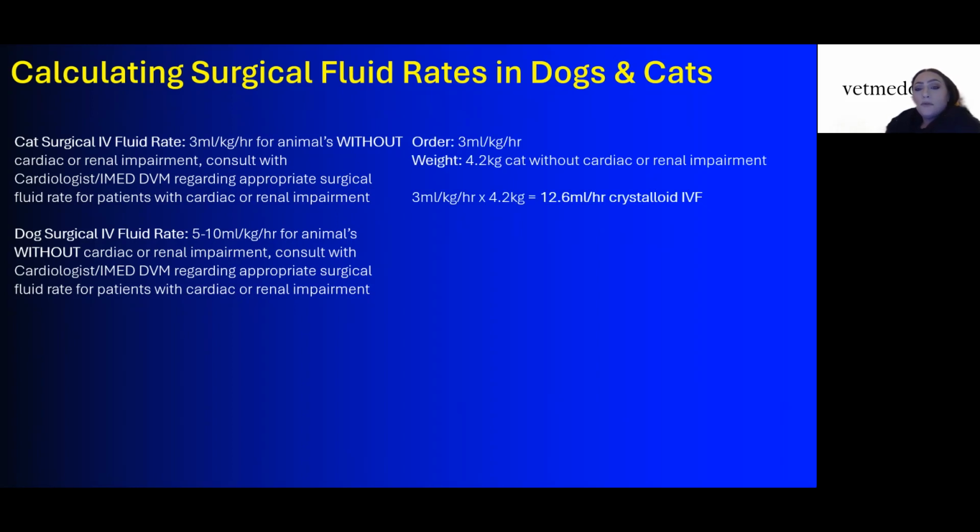So our order is 3 mils per kg per hour for a 4.2 kilogram cat without cardiac or renal impairment. So 3 mils per kg per hour times 4.2 kgs is going to give us 12.6 mils an hour crystalloid IV fluids for surgery.